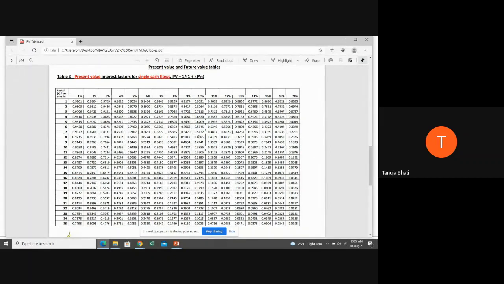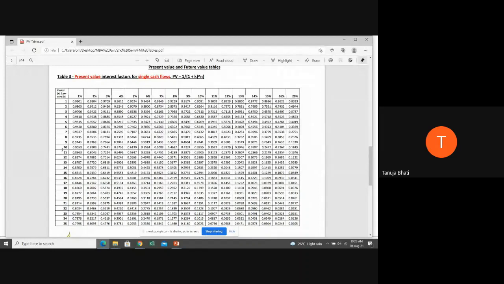Suppose, students, N is 10 years, and the PV factor that I've calculated is 0.4632. Suppose N is 10 years and the PV factor answer that I have got is 0.4632. Can you all tell me what is going to be the IRR? 8%. Yes? 8%, ma'am. Very good.